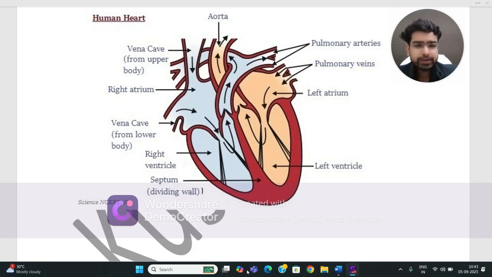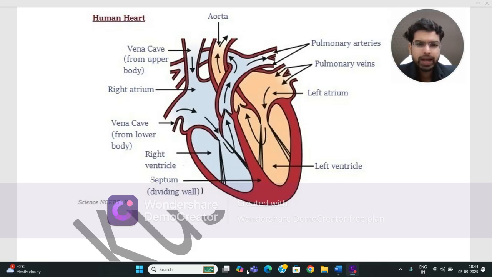Alright. So you can see on the screen that there is a diagram of a human heart. If I talk about the size of the human heart, it is almost like the fist of your hand. If you close the fist of your hand, its size would roughly tell you the size of your heart. And if I talk about the weight, then it is roughly around 300 grams.